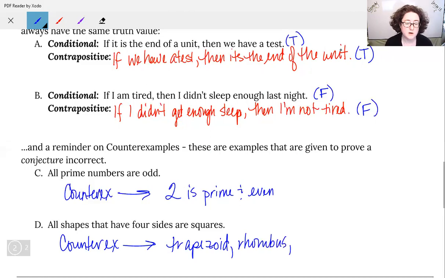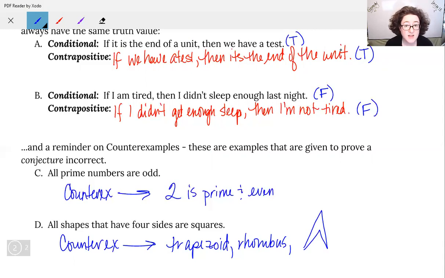Or to go Trekkie on you, if anyone recognizes that symbol, a Star Trek communicator, technically it's a quadrilateral, but there's no way in heck that that is a square. So any of those options, and there are more out there, but those 3 options all can count as a counterexample because they're proving that the statement, all shapes with 4 sides are squares, is wrong.